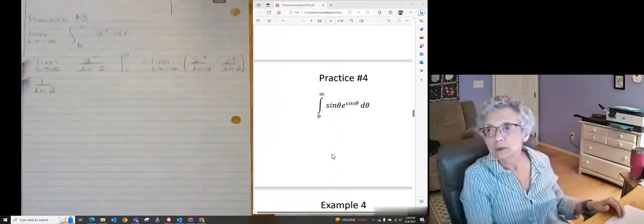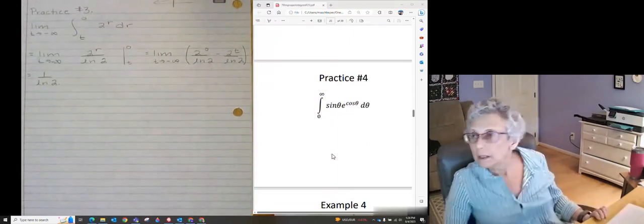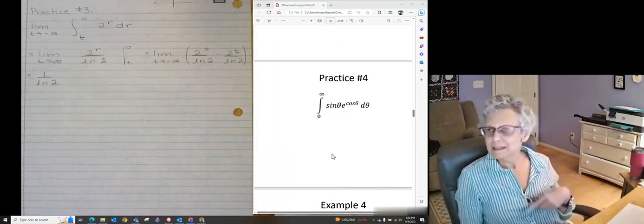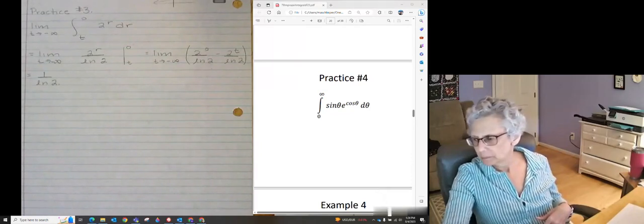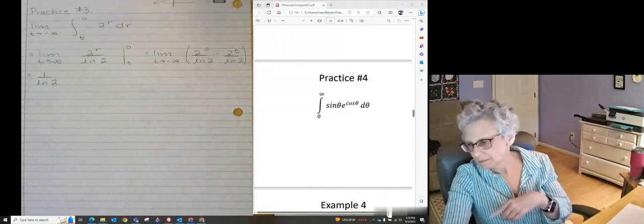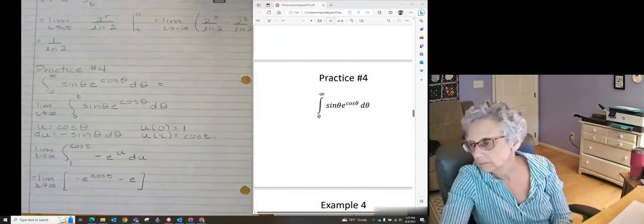Oh, we have one where we get to do, and no, we do not need to do integration by parts. Practice. We'll meet back and compare answers.